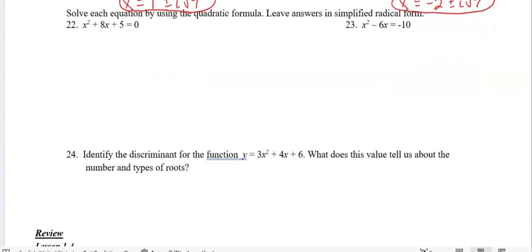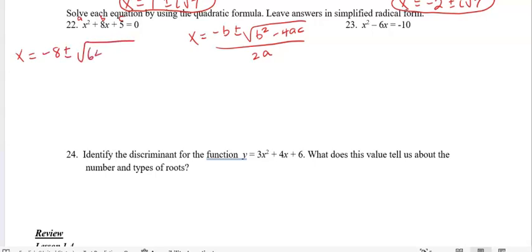Okay, 22, don't forget the quadratic formula. So here it is again. If you haven't committed it to memory, you still got an opportunity. Negative b plus minus square root of b squared minus 4ac. All of that goes over 2 times a. So a is 1, b is 8, and c is 5 in number 22. So let's solve for x. The opposite of b plus minus the square root of 8 squared minus 4 times 1 times 5, that's 20. All of this goes over 2 times a, 2 times 1, which is 2.